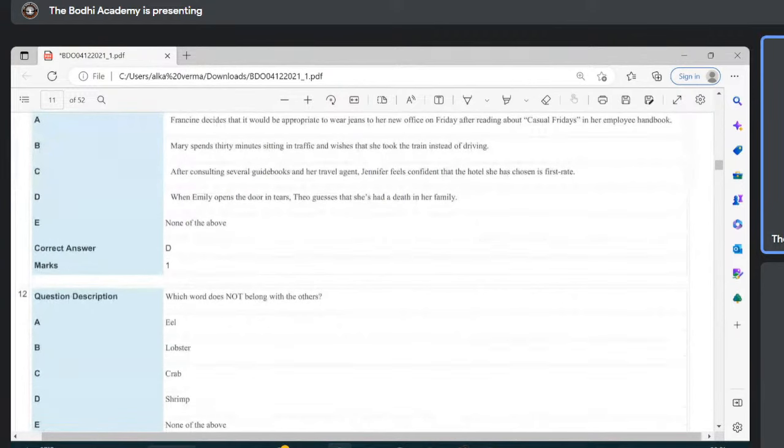Now question number 12. This type of question is considered a classification. In classification, you will be given 5 options, or you can say 4 options. Out of that, you have to choose the odd one out. Now, eel, lobster, crab, shrimp. Out of these, which one is the odd one out? Anyone can guess? The answer is eel. Why? Because lobster, crab, shrimp, they all are crustaceans. What is the meaning of crustaceans? These animals have an outer crust, whereas an eel is a proper type of fish. The answer is A.